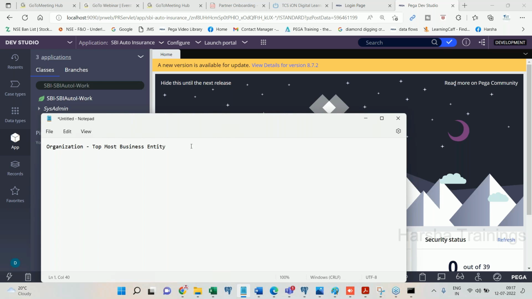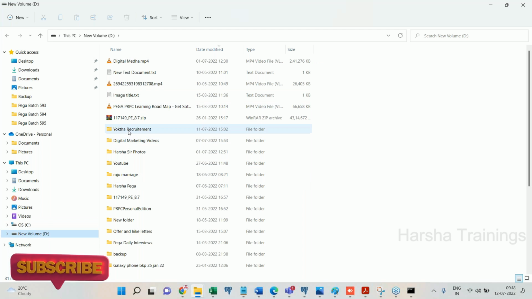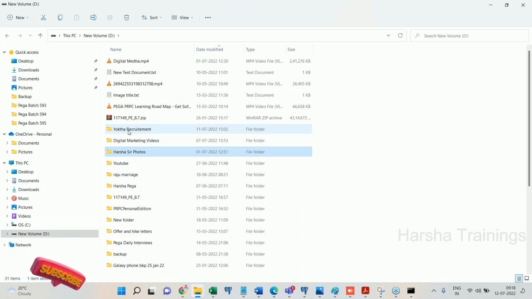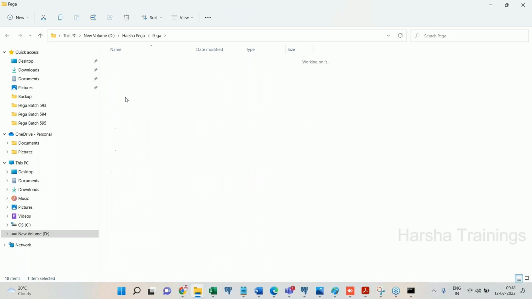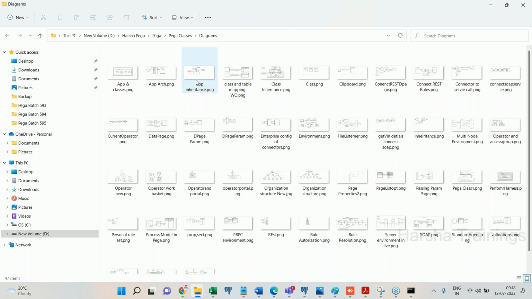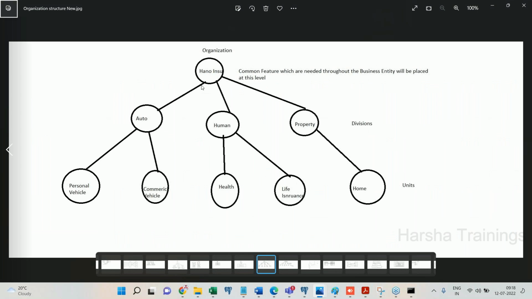See, organization is the topmost business entity. I told you an example already. So look here, I'm going to open a diagram if possible. Let me try to see. There is a diagram for this. It should be available. Okay, so this is the organization structure that I have opened. This is the organization structure for an insurance company, in general I'm talking about.